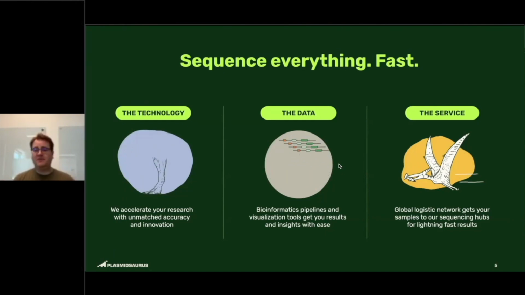This includes bioinformatics pipelines and visualization tools that get you your results and let you see what's really happening in your sample without having to do your own analysis. And we combine this with a global logistics network that gets your samples to our sequencing hubs in just hours, and then those samples are sequenced just hours later.